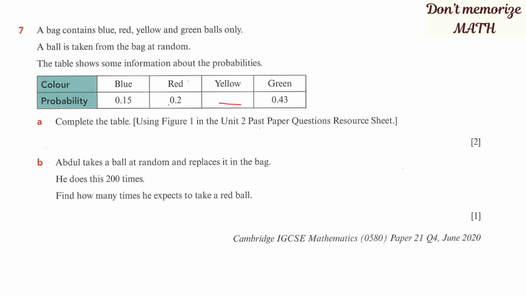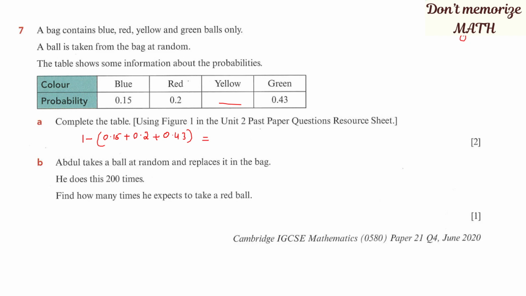Yellow is missing. Complete the table. So we need to find the yellow. We have only 4 balls here, so the total probability will be 1. To find the yellow one, you will take 1 minus 0.15 plus 0.2 plus 0.43, because the total probability is always 1.